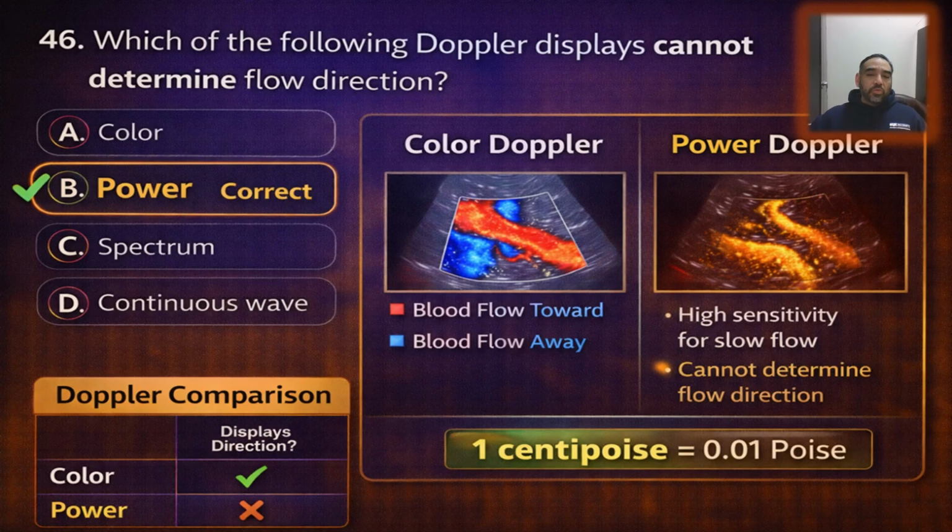And D, continuous wave. So CW Doppler, continuous wave Doppler, still shows positive versus negative shifts, above versus below baseline. So it also determines direction. It just can't determine depth. So if the mode displays velocity, it can show direction. If it displays amplitude only, then it cannot. So power Doppler equals amplitude display, no direction.